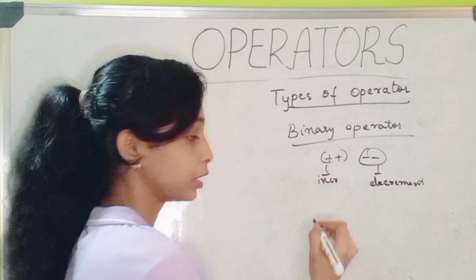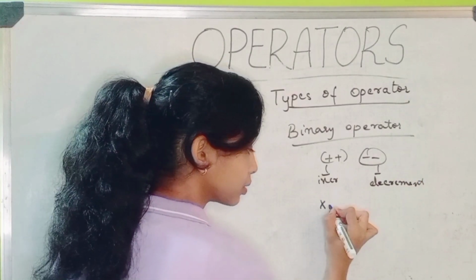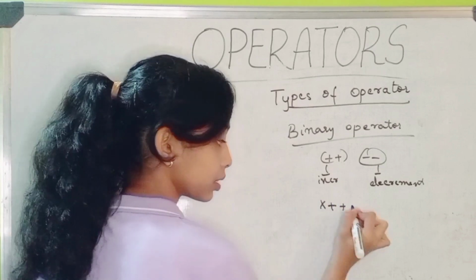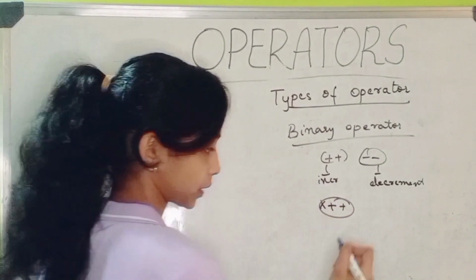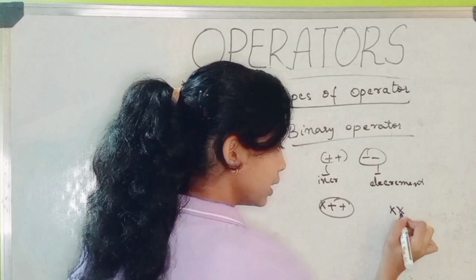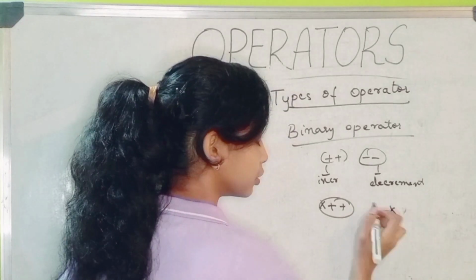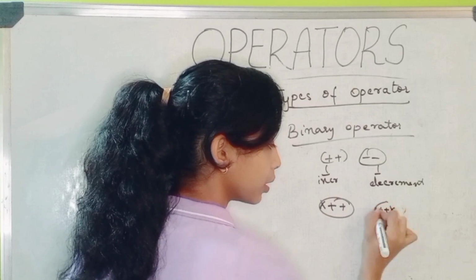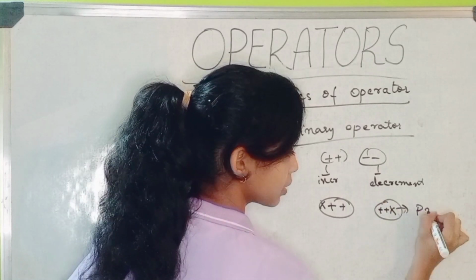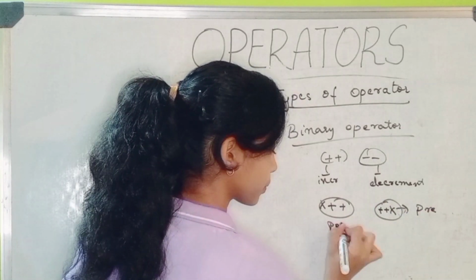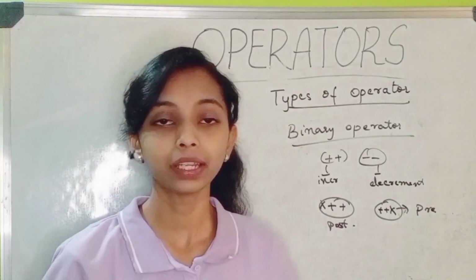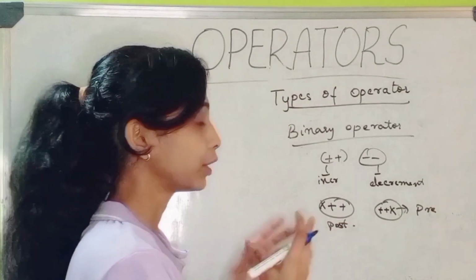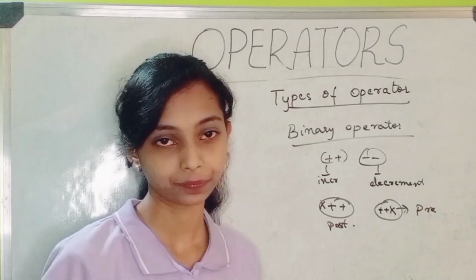Any variable having plus plus after it is called postfix. If the operator comes before the variable, it is called prefix. This is the prefix, this is the postfix. Now let us understand how we can use these operators in the program.